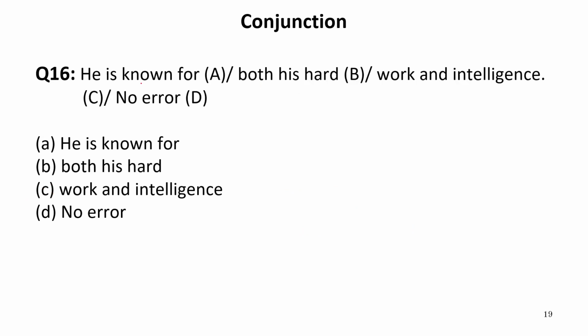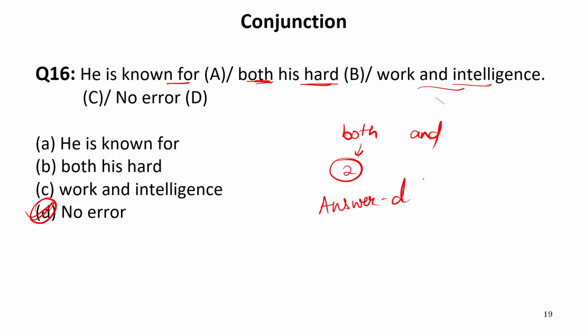He is known for both his hard work and intelligence. In this sentence, he is known for both. Now, "both" is always paired with "and", and "both" refers to two altogether. Now, both his hard work and intelligence. So, the entire sentence is correct. This sentence contains no error. So, our answer is D, because here "both" has been correctly paired and "and" has been correctly used. So, this is absolutely correct. Now, let us move to the next one.